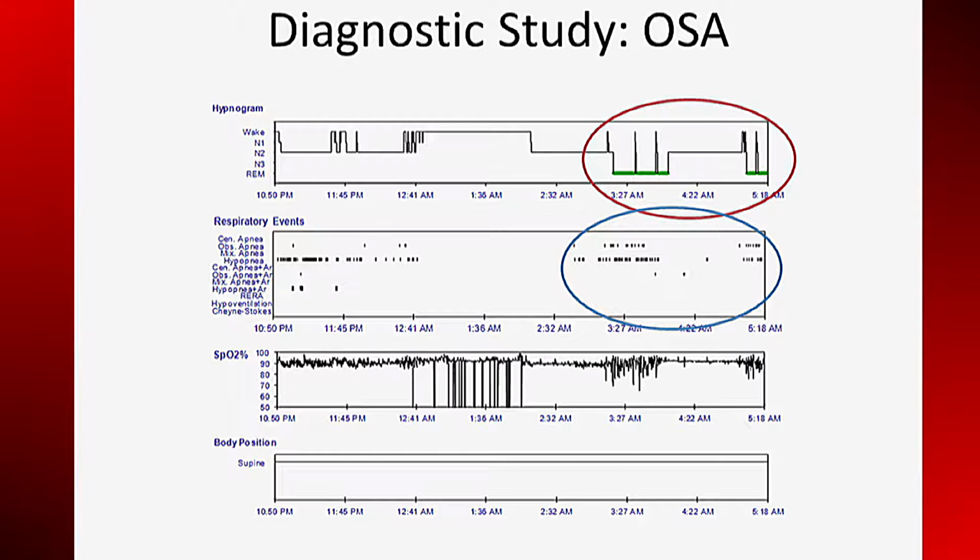Note the clustering events during REM sleep. There are some events during non-REM sleep, but there are many more events during REM sleep. We see more obstructive events rather than only hypopneas. It is very common to see more events and worse interruption of sleep during REM sleep than during non-REM sleep.